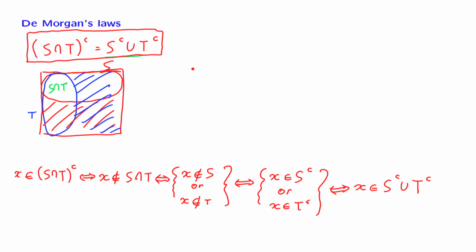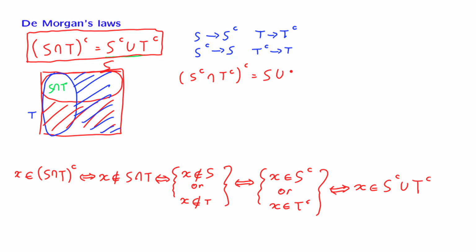There's another De Morgan's law which is obtained from this one by a syntactic substitution. We're going to play the following trick. Wherever we see an S, we're going to replace it by S complement, and wherever we see an S complement, we will replace it with an S. And similarly, whenever we see a T, we'll replace it by T complement, and when we see a T complement, we will replace it by T. So doing this syntactic substitution, what we obtain is S complement intersection with T complement, everything gets complemented, is the same as S union T.